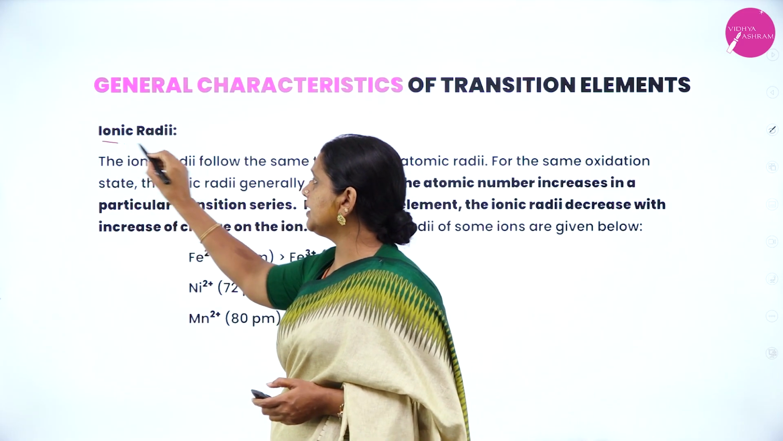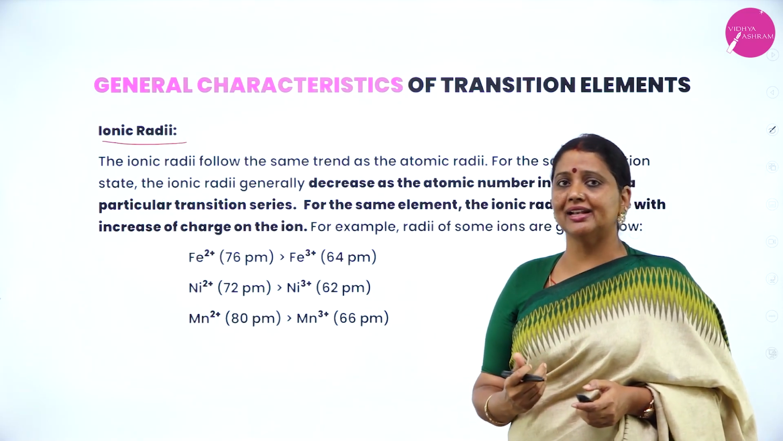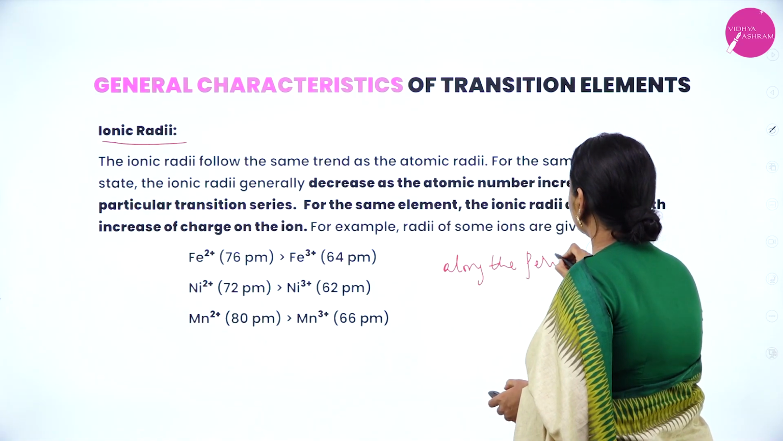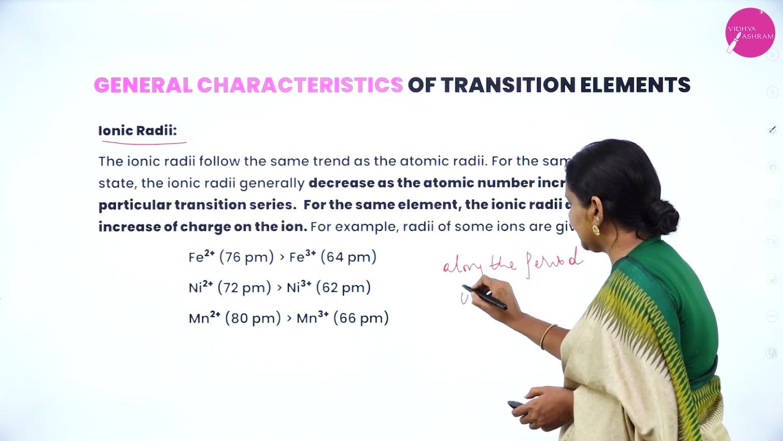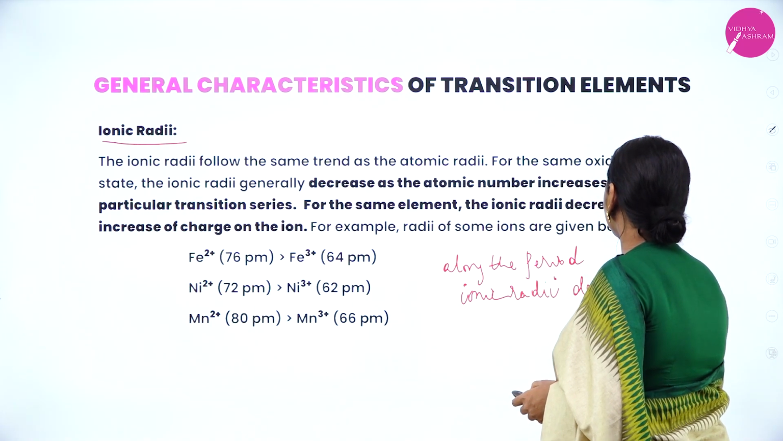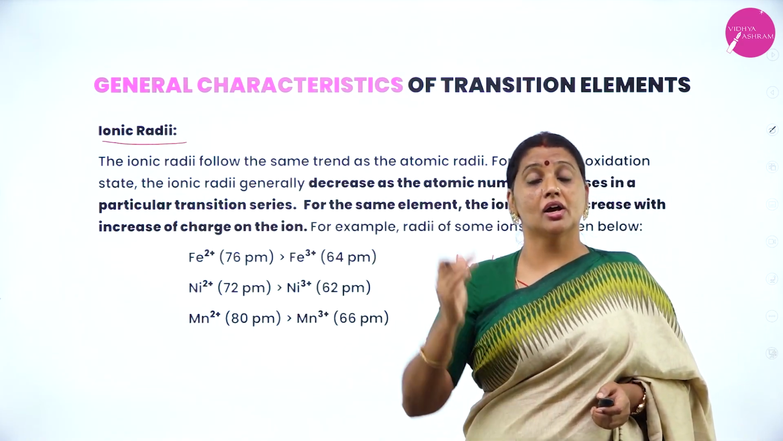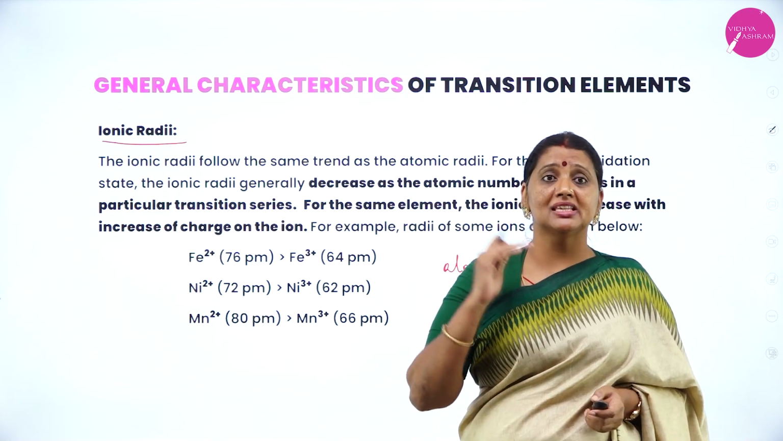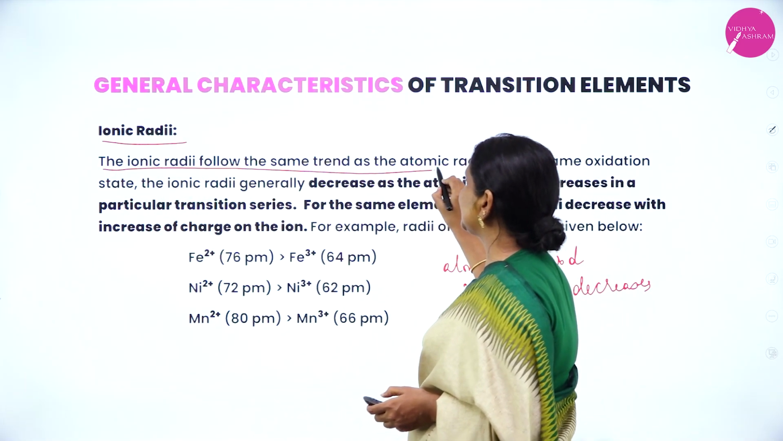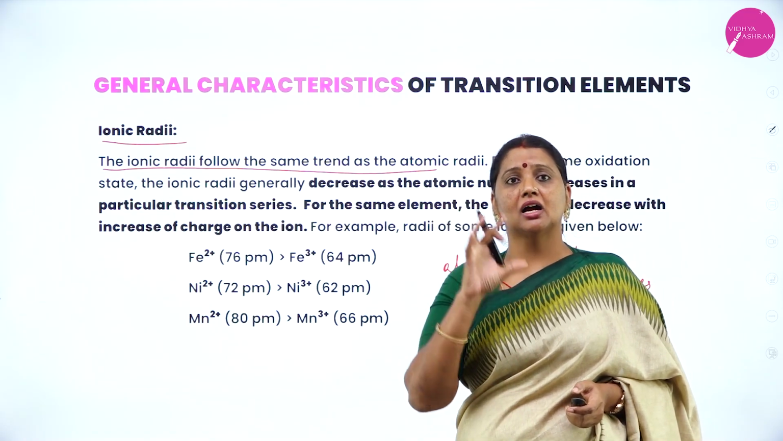First one, ionic radii. Ionic radii follows the same trend as that of atomic radii. Along the period, ionic radii decreases because of the increase in the effective nuclear charge. So, the ionic radii follow the same trend as the atomic radii.